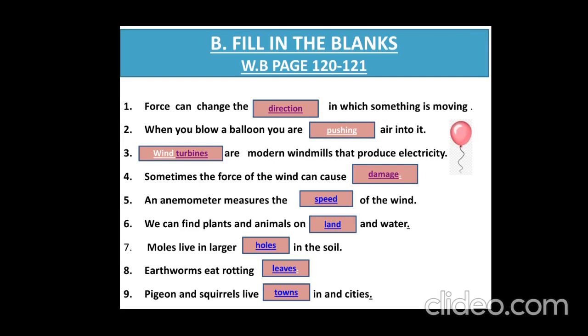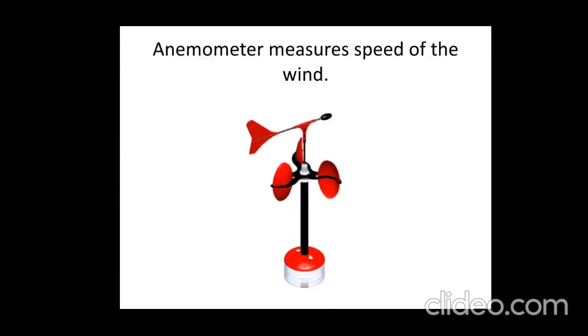Question number 5. An anemometer measures the dash of the wind. Do you remember what this machine is called? Anemometer. So you can see it has 3 cups rotating, right? It's tied along on a rod with 3 cups. As the winds are stronger, the cups start rotating, and so does the rod. The faster the wind, the faster the anemometer will rotate. So how does the anemometer help us? We count the number of rotations and then we can calculate the wind speed.